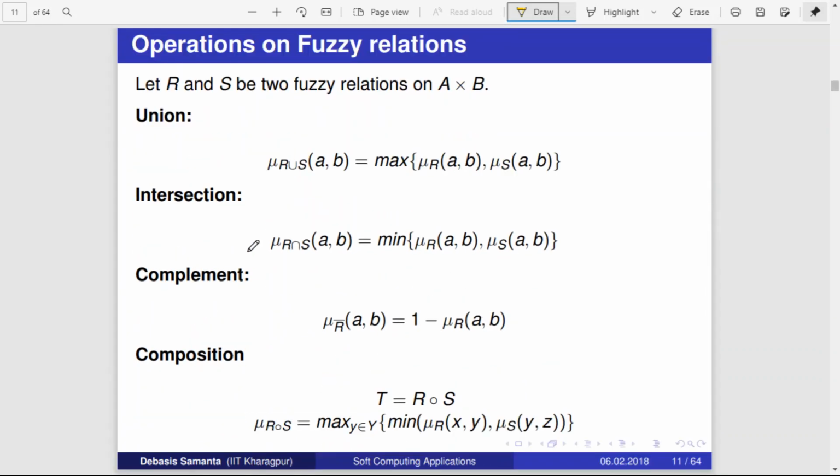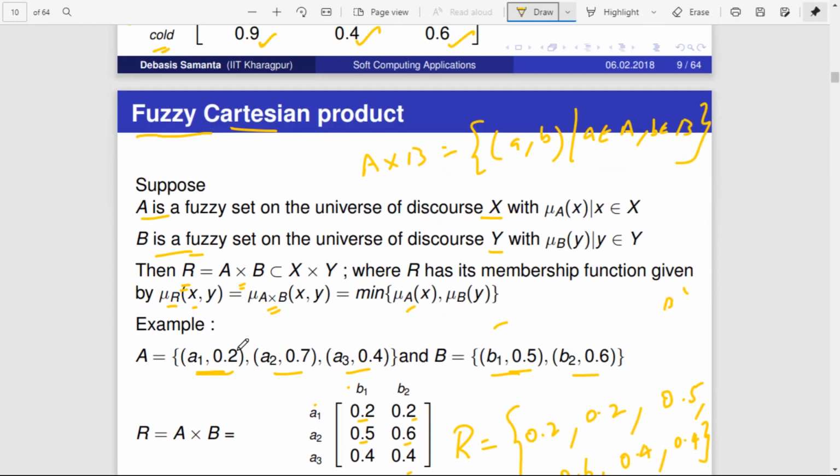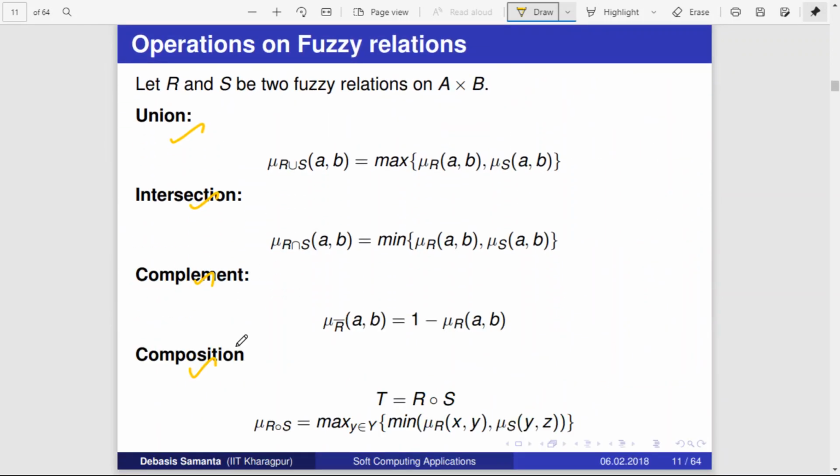Then let us discuss how to find the union, intersection, complement and composition on a fuzzy set and a fuzzy relation. Union, intersection, complement, composition are all on fuzzy relation. Only the Cartesian product is on fuzzy sets.